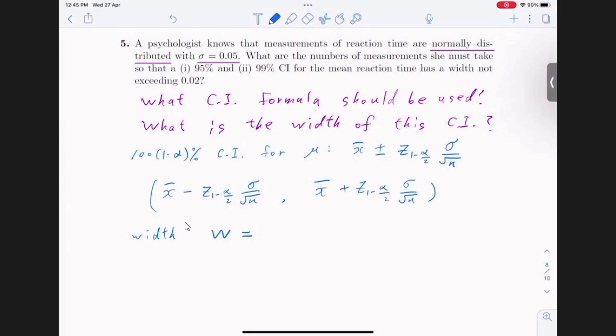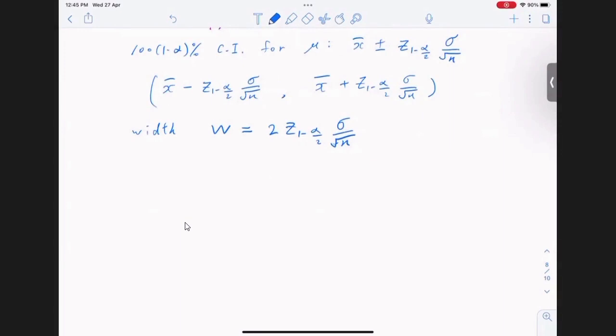But we are not asked to find the confidence interval. We are just given a requirement that we want the width of this interval to be no greater than 0.02. Now, this is the form of the interval. The width of this interval will be the distance from this number to this number, so that means the difference between them. If you take the difference between these two numbers, it will be simply twice this quantity. So the width is equal to 2 times this. Okay, this is the width. And according to the question, we want this width to be no greater than 0.02.